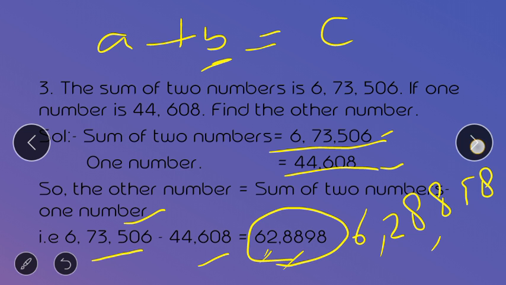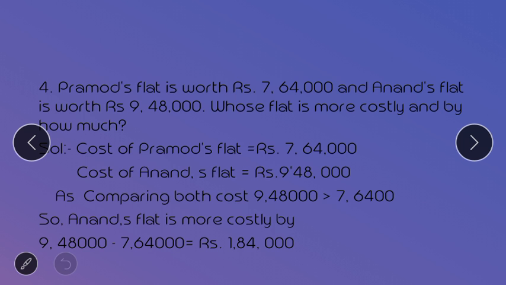Now question number 4. Pramod's flat is worth rupees 7,64,000. Anand's flat is worth rupees 9,48,000. Whose flat is more costly, and by how much? Here worth rupees means the cost of the flat. This is the rate, cost, price. You can write any one word for that. All are synonyms, with similar meanings. Cost of Pramod's flat equals rupees 7,64,000.